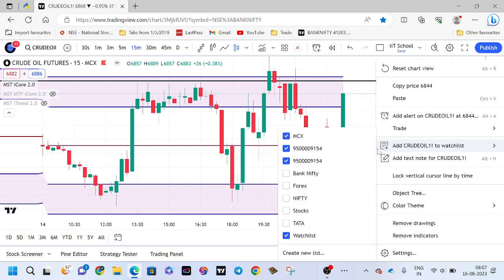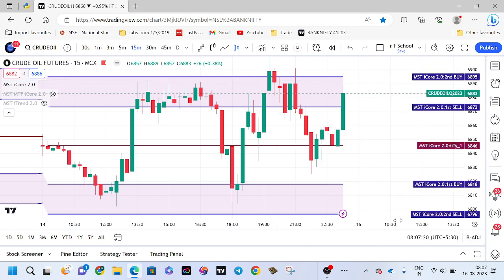We are not SEBI registered, we are not supposed to give you any recommendation on any stocks for trading. So this is all for educational purpose. Please consult your financial advisor before you put your real money. This is with the default settings.